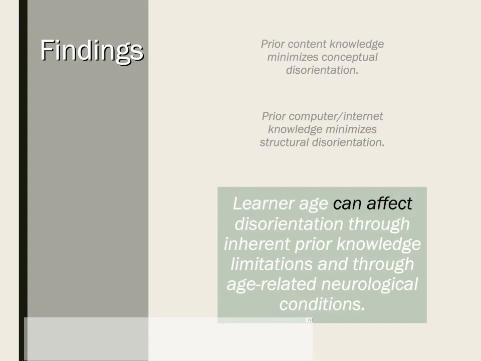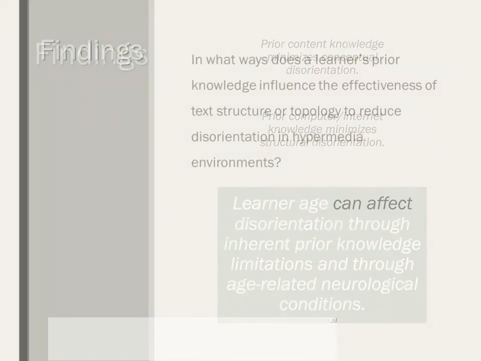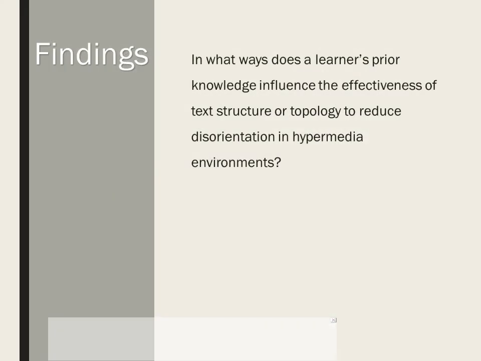Age-related conditions can also affect disorientation. The lack of abstract thinking in children and the decline in spatial knowledge in older adults both lead to increased disorientation. The second research question was, how does a learner's prior knowledge influence the effectiveness of text structure or topology to reduce disorientation in hypermedia environments?